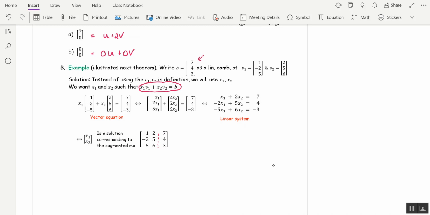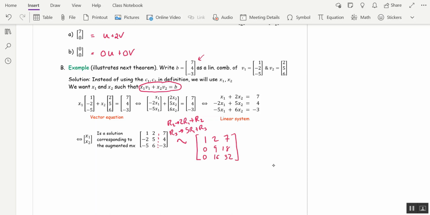So let's start reducing. The first thing I'm going to do is two row operations at once. I'm going to replace row 2 with 2 row 1 plus row 2. I'm going to replace row 3 with 5 row 1 plus row 3. That will kill off the -2 and the -5. So the top row stays the same. And then my second row is 0, 9, 18. And my third row is 0, 16, 32.